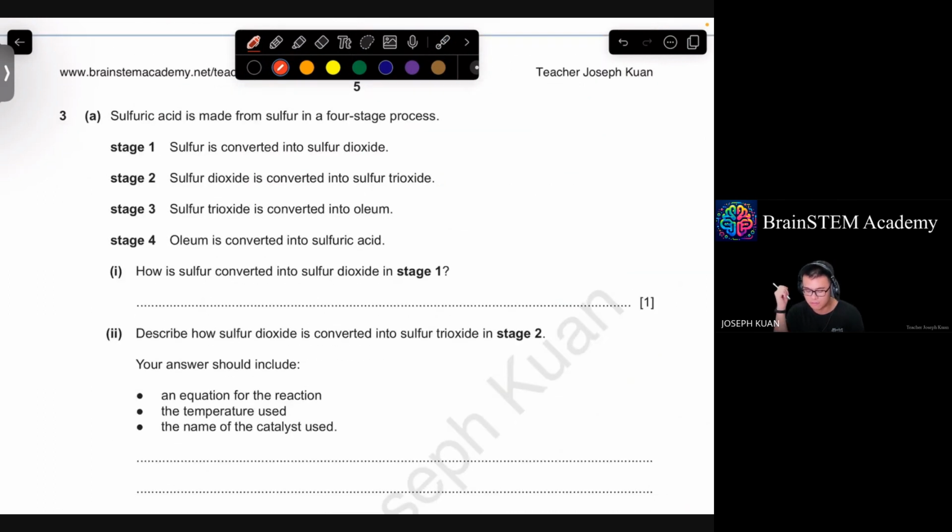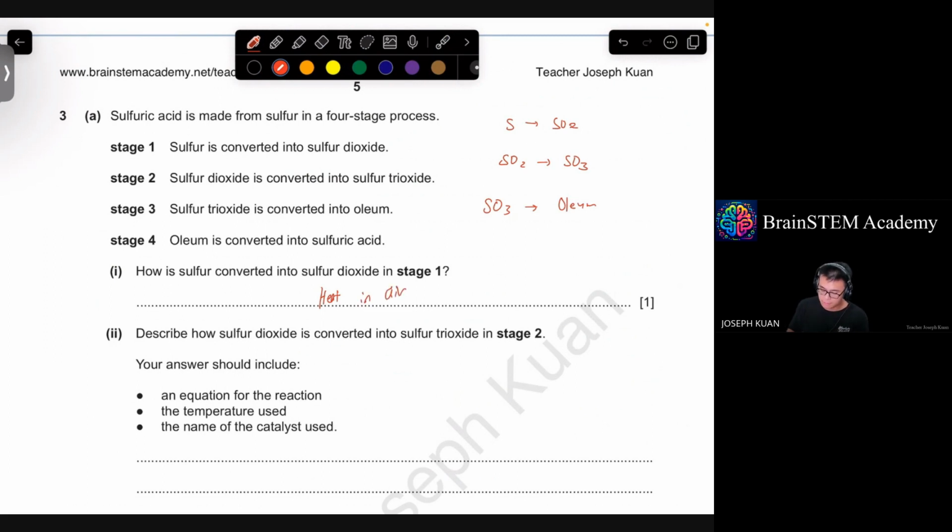Sulfuric acid is made from sulfur in a 4-stage process. Sulfur is converted into sulfur dioxide. Sulfur dioxide is converted into sulfur trioxide. And sulfur trioxide is converted into oleum. And oleum is converted to sulfuric acid. How is sulfur converted to sulfur dioxide in stage 1? It's just simple burning to allow oxidation. So burning in air, heat in air.